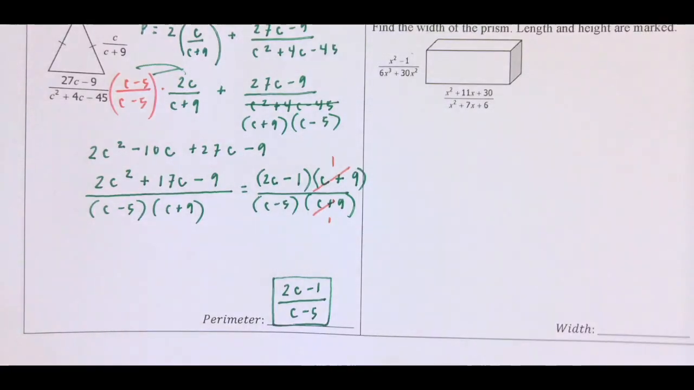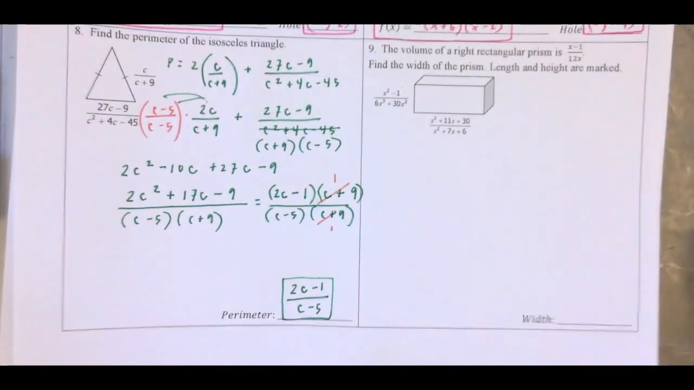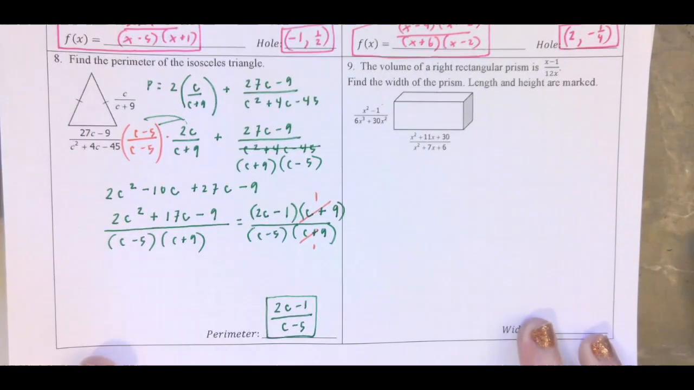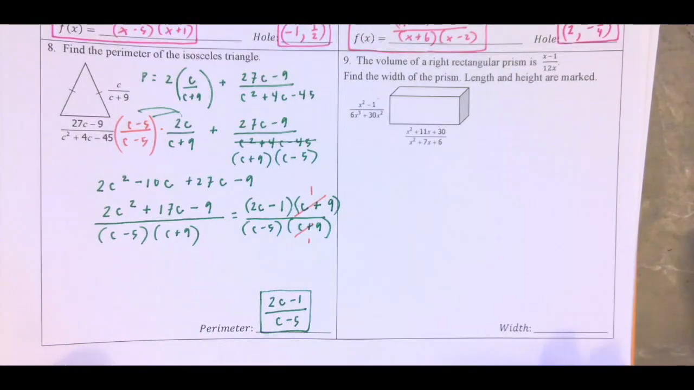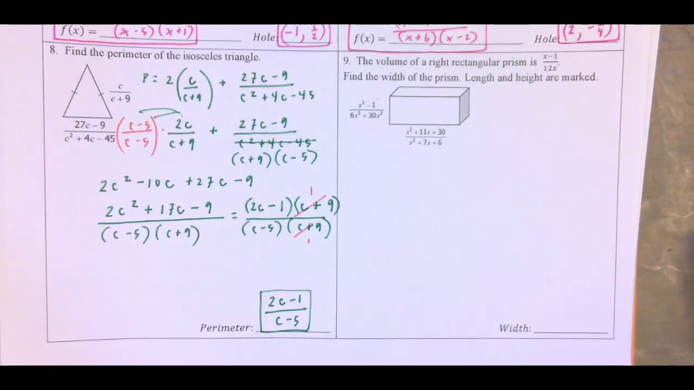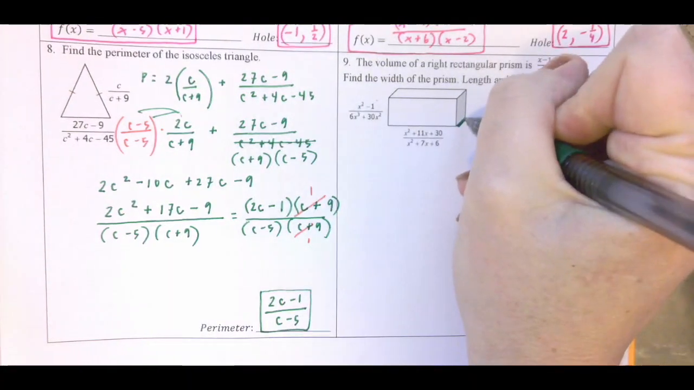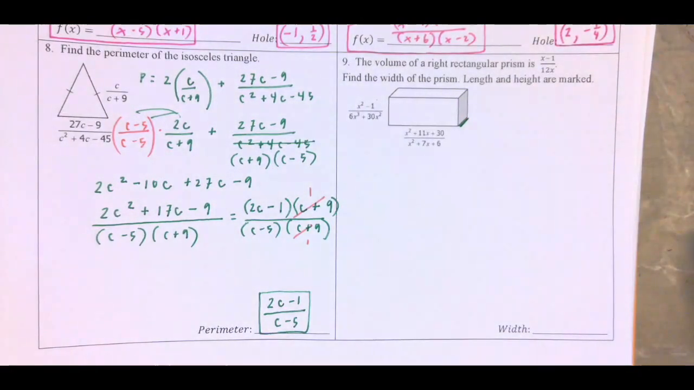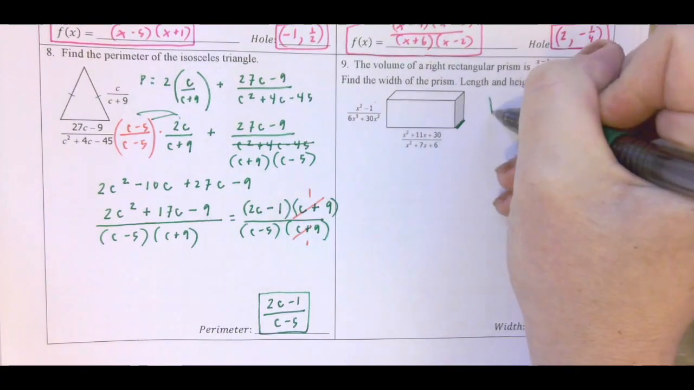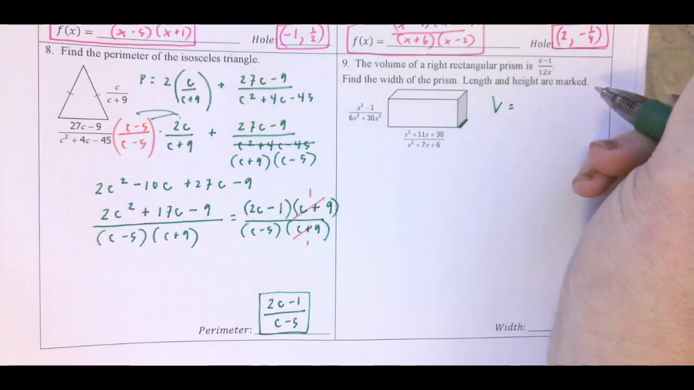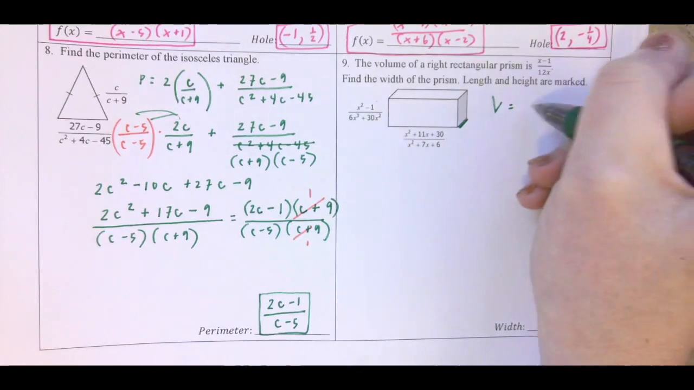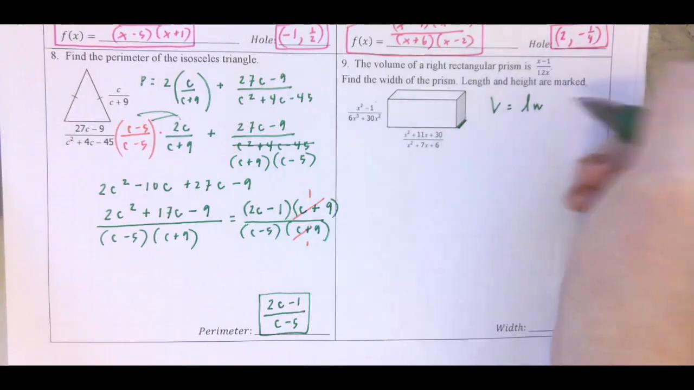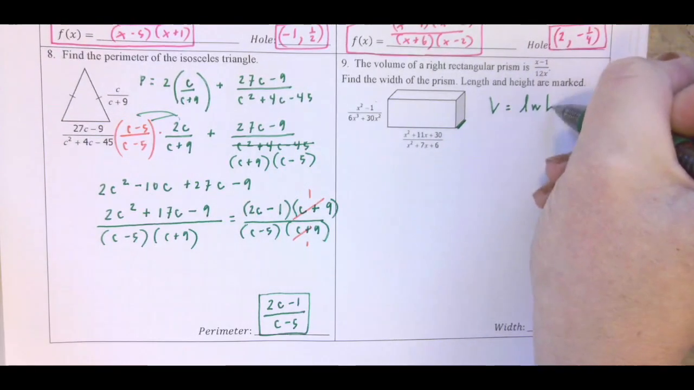We're looking at a right rectangular prism. I'm going to zoom out a smidge. All right, so volume is given. We want to find the width of the prism. So we want to find this little guy right there. Okay, we know that the length and the height are marked. All right, so we should know that our volume is base area times height for any right prism. Our base is a rectangle, so just length times width, that's our base area times the height.